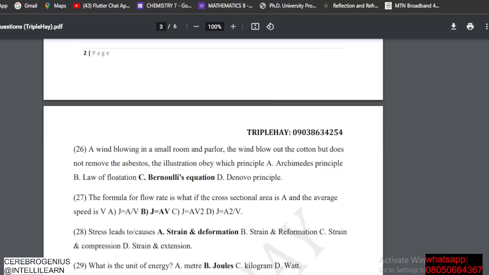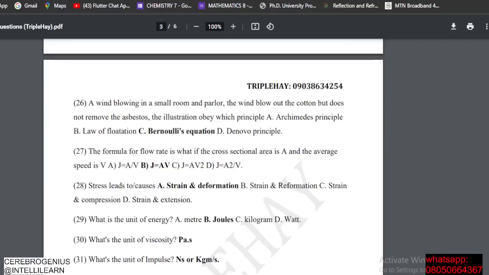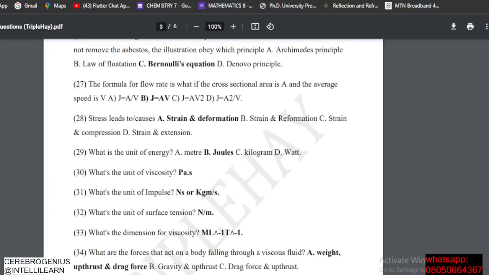So that is correct. Next: wind blowing in a small room and parlor, the wind blows out the curtain but does not remove the asbestos. The solution of which principle? That's Bernoulli's equation. So the formula for flow rate is what? If the cross-sectional area is A and the average speed is V. So we do it the way we did the previous one. Flow rate is the area multiplied by the velocity. So that answer is correct.